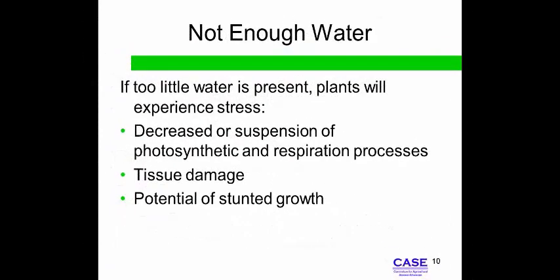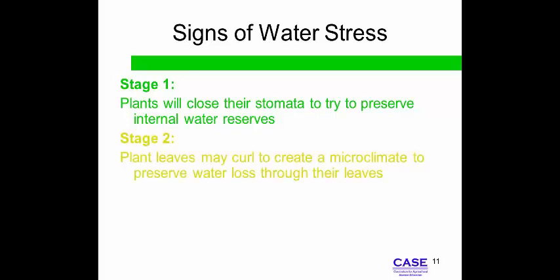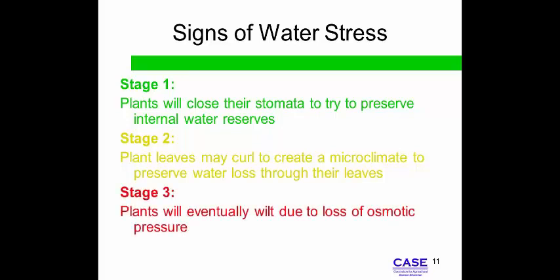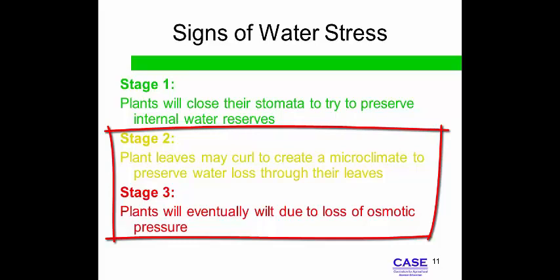Too little water results in stress for the plant. This may be manifested in different forms, including wilting, decreased photosynthetic rates, tissue damage, and stunted growth. Water stress is measured in stages. Prolonged periods of exposure to stages 2 and 3 can cause permanent damage to a plant.